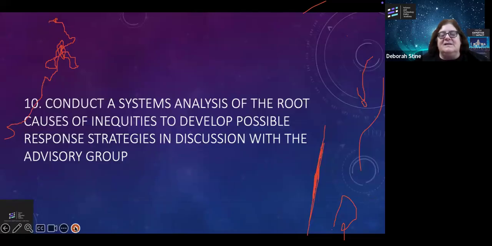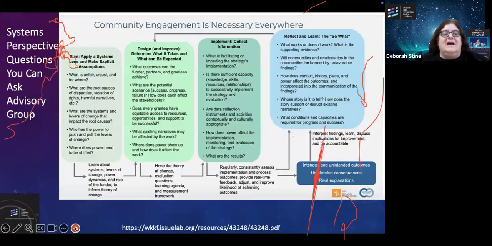So the next thing is to do a systems analysis of the root causes of the inequities. Now we're getting to the point where we're not just analyzing the degree of inequity, but we're also trying to figure out how to solve those challenges. This is an example of a systems perspective and the kind of questions that you could ask an advisory committee to have some really fruitful discussions.